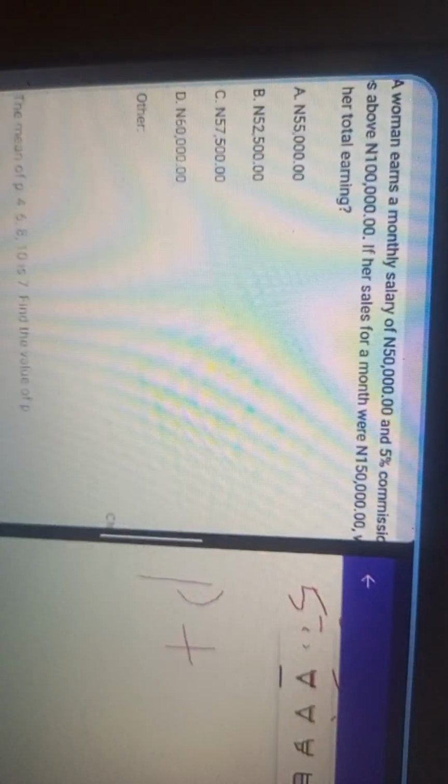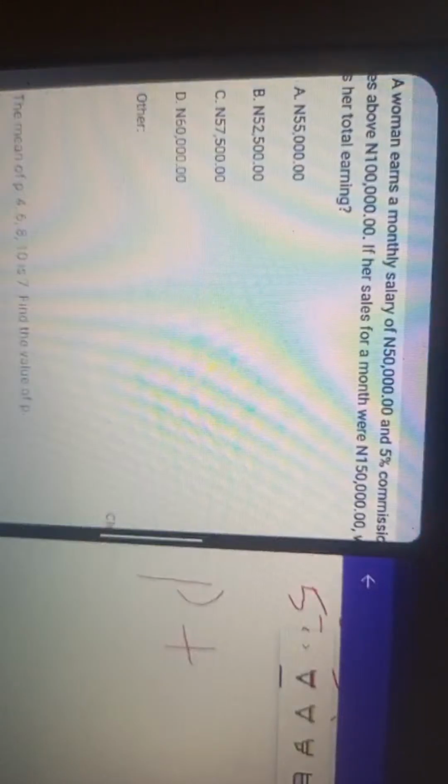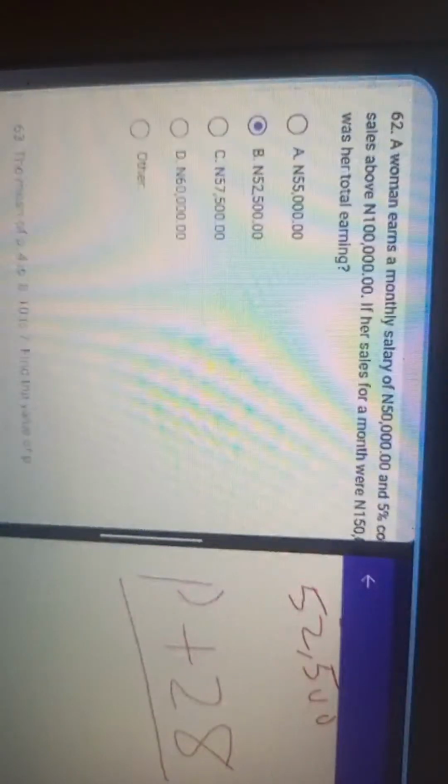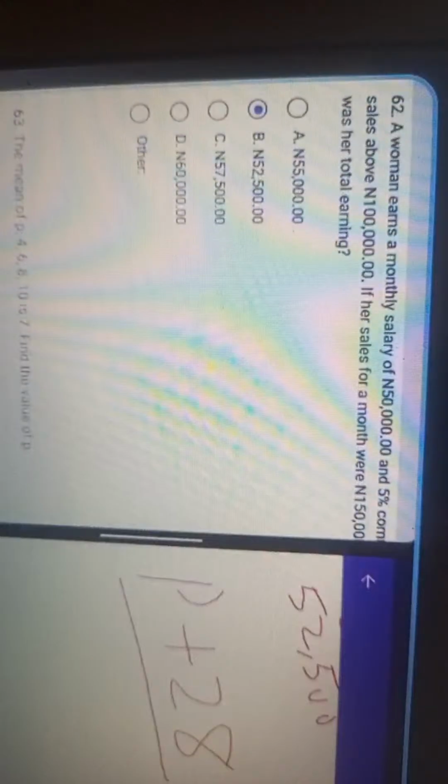Yes, sir. So question 66 says the mean of P, 4, 6, 8, and 10 is 7. So mean is the sum of all of them over the number of values. So let's sum all of them. P plus, let's just add the numbers. 4 plus 6 is 10. 10 plus 8 is 18. 18 plus 10 is 28. 7 is the mean, sorry. So P plus 28, right? Then divided by the total number of values. 1, 2, 3, 4, 5, right? So the sum of the values over the total number of values will give me the mean, which is 7.